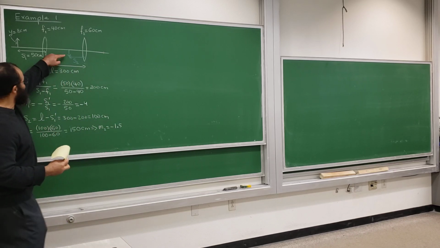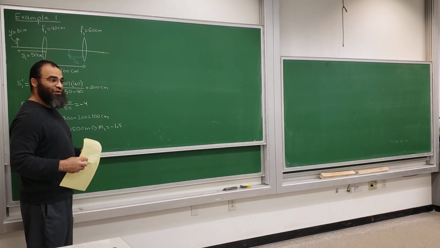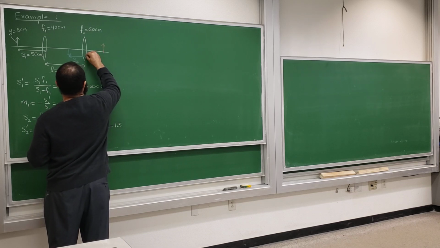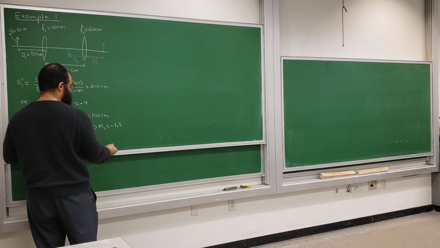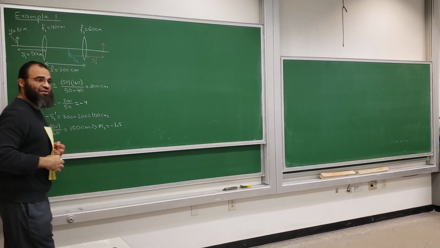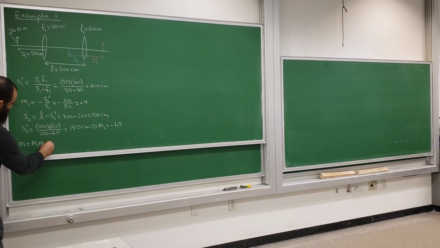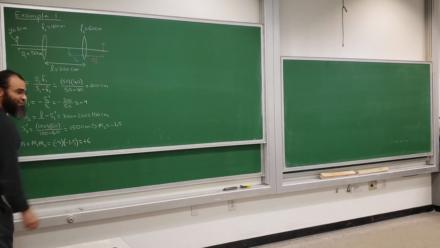You see, this one inverts it, but then this one inverts it again. So what's the overall image going to be? It would be upright, and it would be here, right? This is S2 prime. So the final position of the image is going to be 100 centimeters to the right of the second lens. Okay. So the total magnification is just M1 times M2, which is minus 4 times minus 1.5, and that is equal to positive 6. Yes?